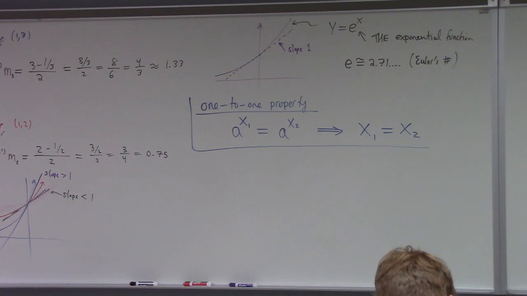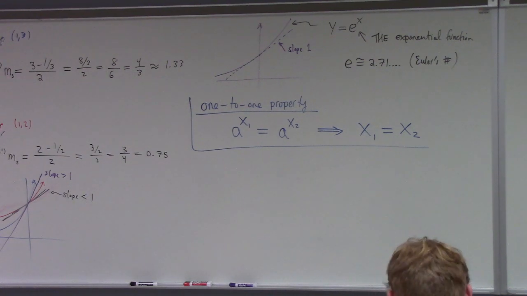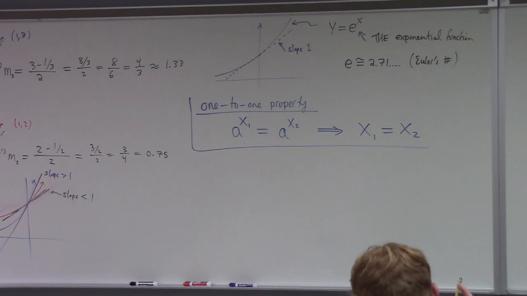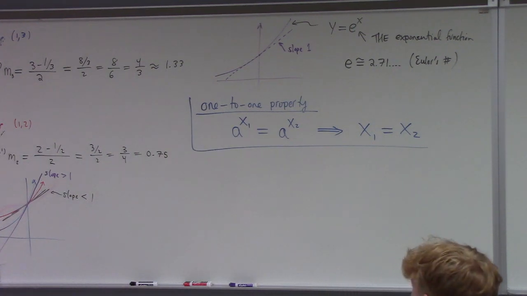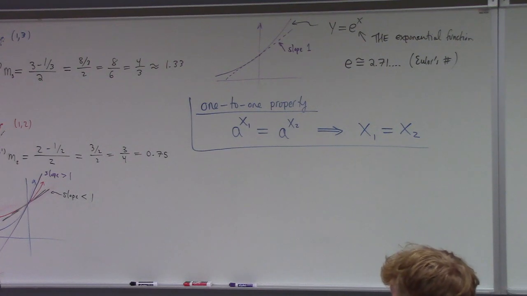I mean, is this any different than what I said the other day? I don't think it really is, is it? Because I talked about one-to-one functions, remember? They have to pass the what? The horizontal line test. How about these graphs? Do they pass the horizontal line test? Oh yeah, they definitely do. All right.